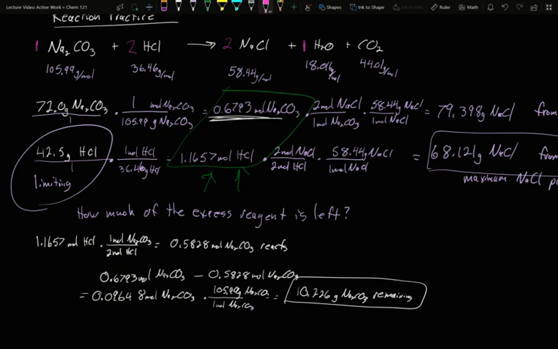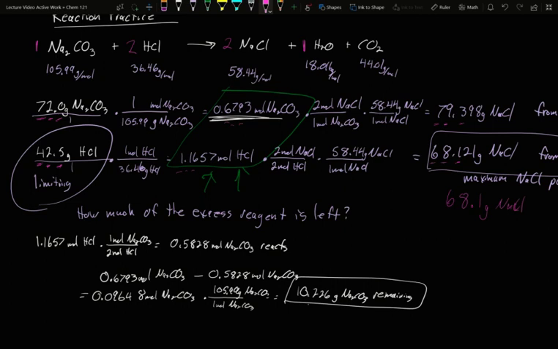In terms of significant figures, our molecular masses are all at least 4 sig figs, but our starting weights were 3 sig figs. 72.0 is 3, 42.5 is 3. And so our molecular masses all had more, so we're carrying 3 along. Balanced reactions are perfect, so 2 to 2 is infinitely accurate. Really, we just end up with 3 sig figs in the end. And so our mass for sodium chloride produced would round to 68.1 grams.